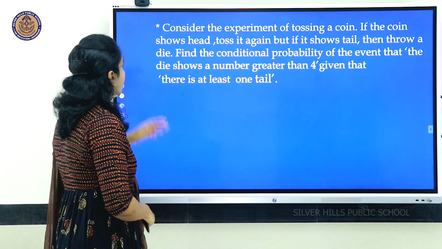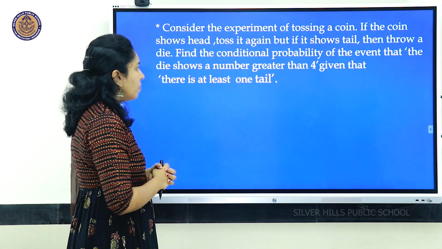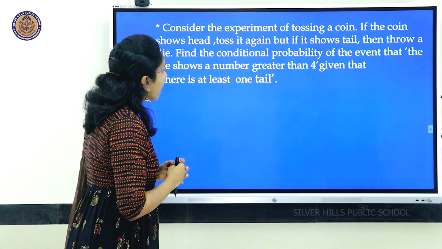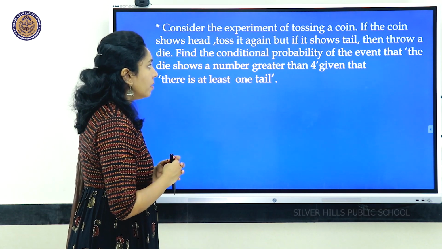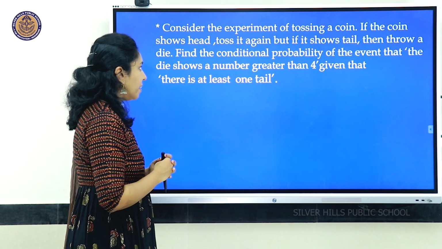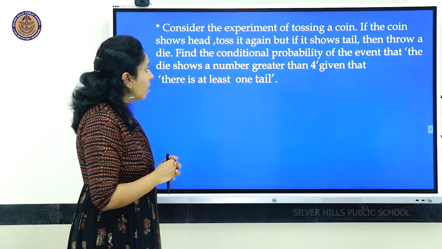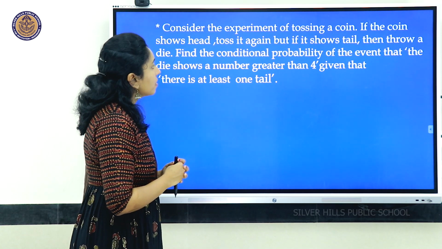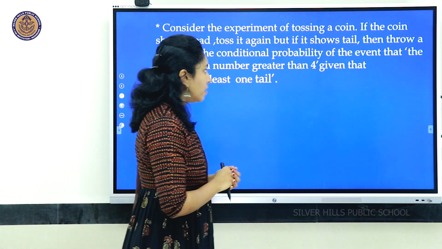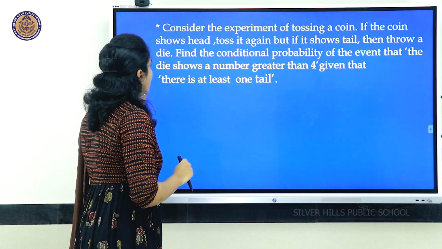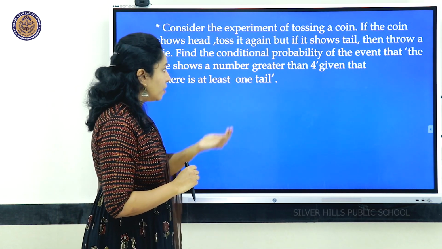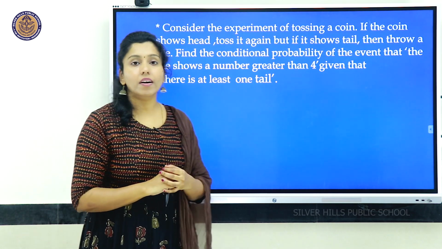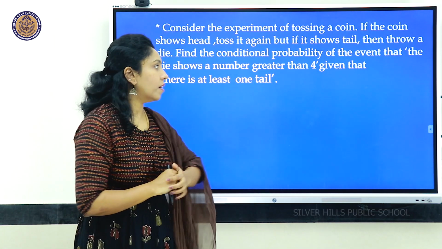And one more we'll do based on conditional probability, which is totally different when compared to the previous questions. Consider the experiment of tossing a coin. If the coin shows head, toss it again. But if it shows tail, then throw a die. Find the conditional probability of the event that the die shows a number greater than 4 given that there is at least one tail.